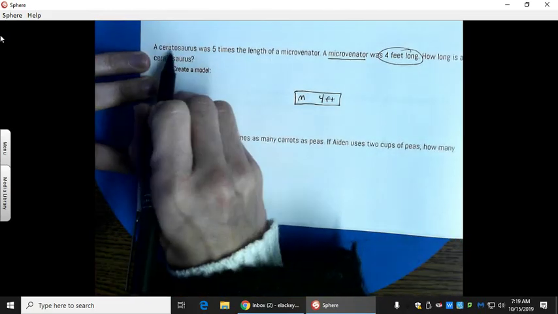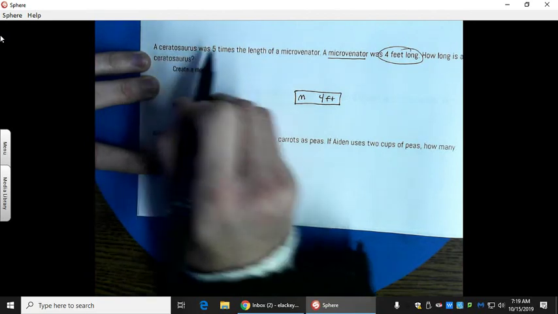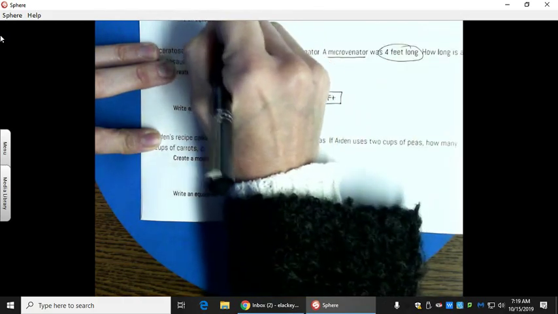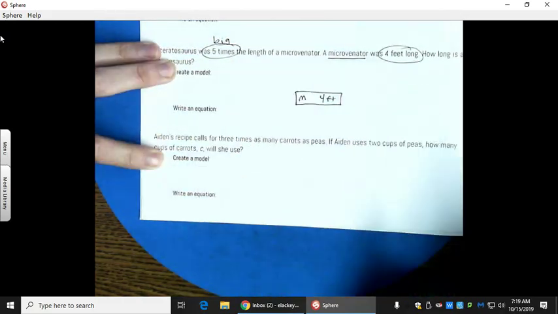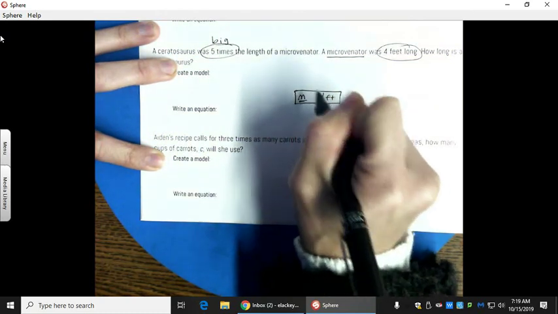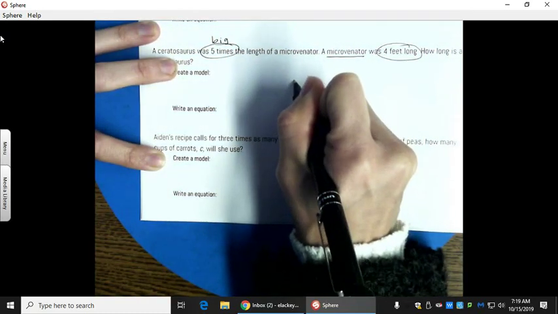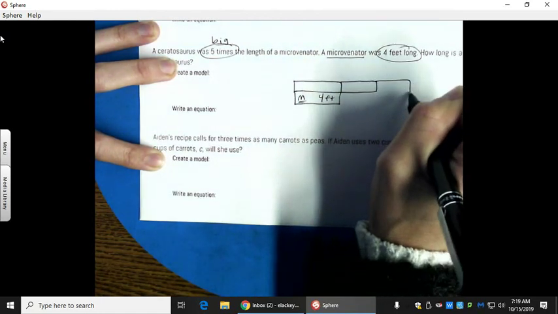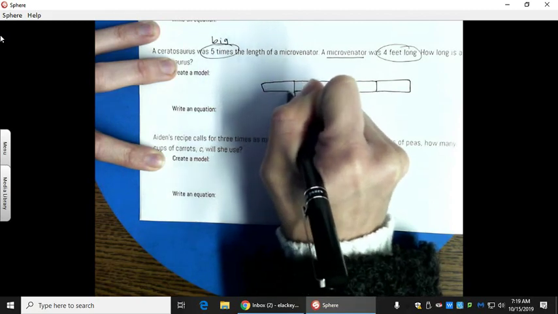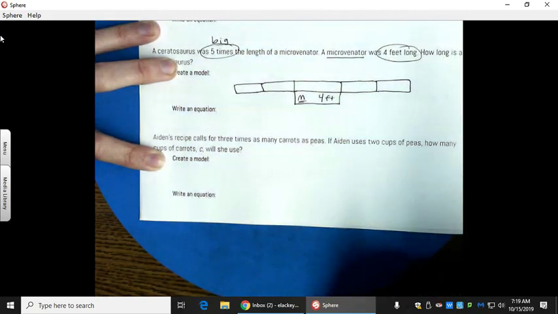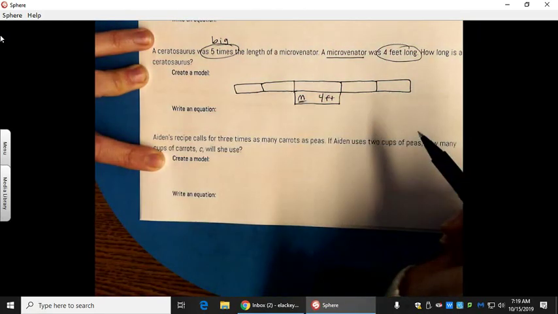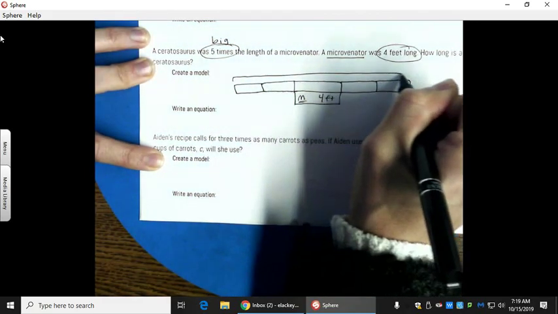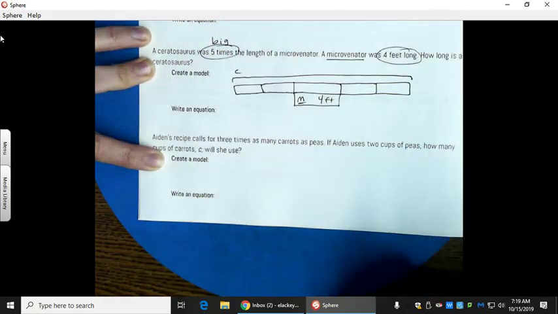And now I'm looking at this. Ceratosaurus was 5 times the length. That means it was bigger. And how much bigger? 5 times bigger. So whatever this one was, 5 times as much. So I'm going to draw 5 of these. 1, 2, 3, 4, 5. And so this can be my model. And so whatever the length of this whole piece is, that's how much this Ceratosaurus is.